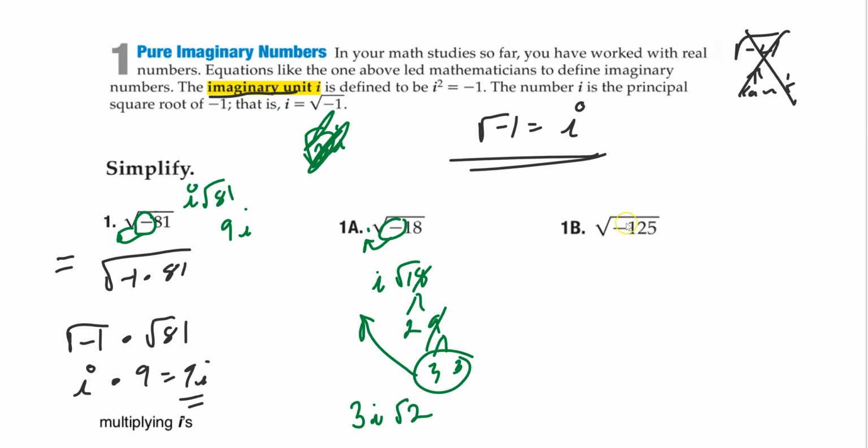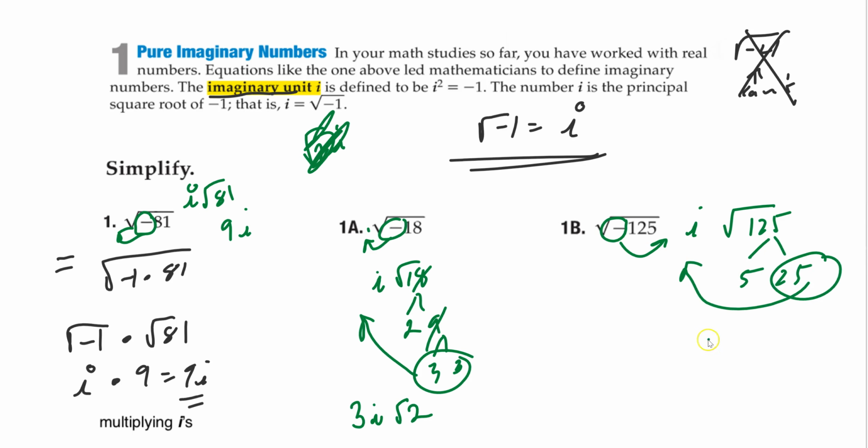Next one, oh, there's a negative there. Again, we just pull it out. There's the i, rad 125. Let's break down 125. That's 5 times 25. Square root of 25 is 5, so that's going to come out. So I get 5i rad 5. So now we can simplify negative radicals. We're not going to say you can't do that anymore. We're never going to say, hey, this is 2i. Anytime there's a negative underneath the radical, you just pull it out and it's an i.